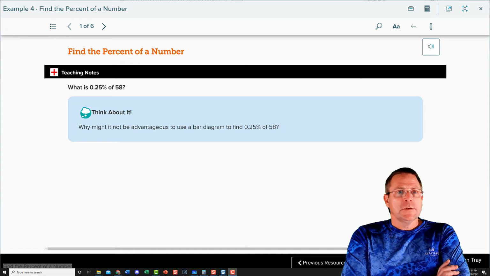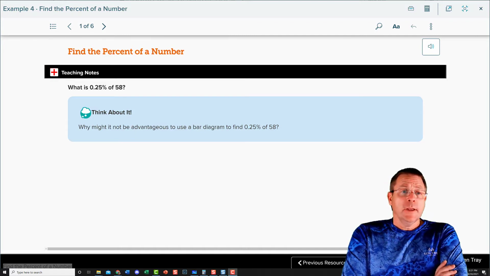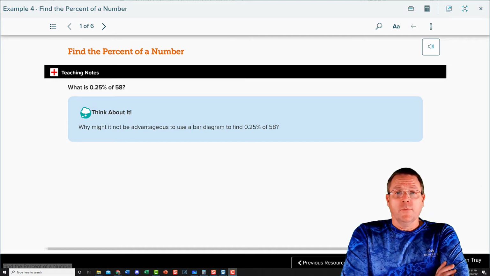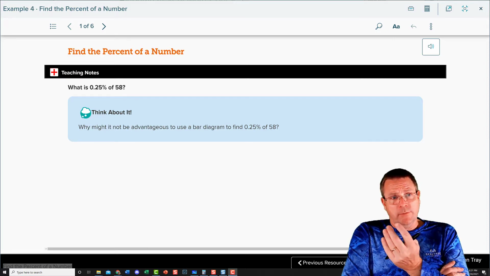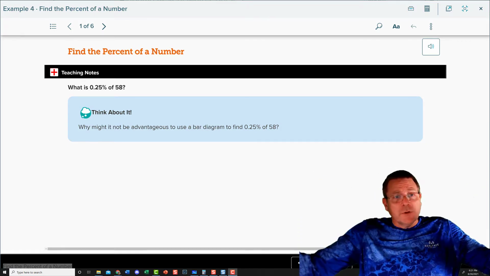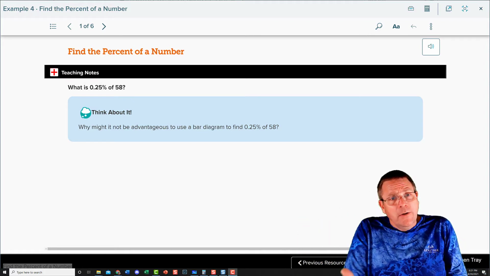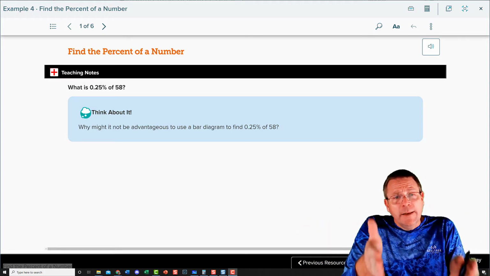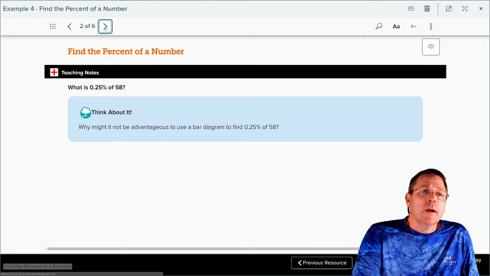What is 0.25% of 58? Why might it not be advantageous to use a bar diagram for this one? Well, simply put, it'd be really hard to break it down. The 0.25%, that's a teeny tiny piece of 100%. So how are we going to put all that on a bar diagram? And on top of that, how are we going to make 58 into equivalent little pieces? It's just not going to work. Bar diagram, not a good choice.